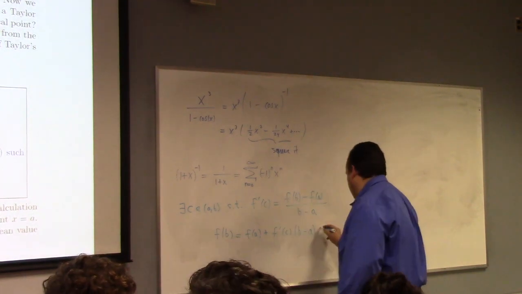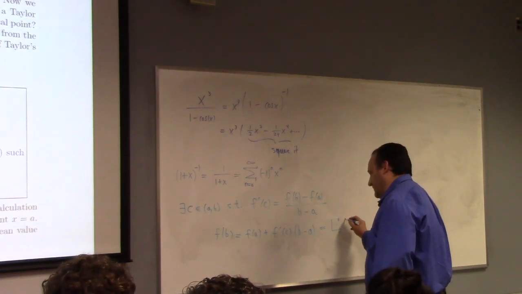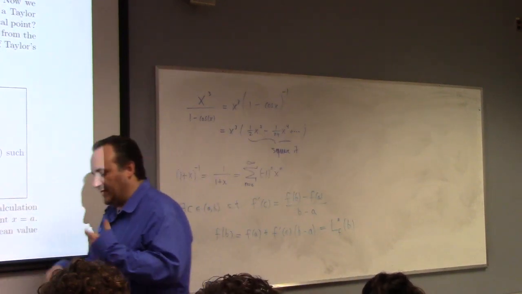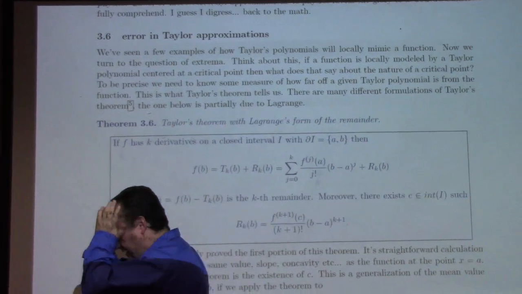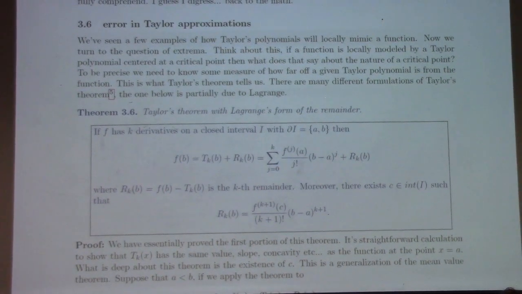So what you're looking at is the linearization of f at a evaluated at b. So the mean value theorem is really making a comment about how well the linearization does as an approximation for the function. Taylor's theorem makes a comment about how well Taylor's polynomial centered at a does as an approximation for the function, as it relates to the value of the function at b.